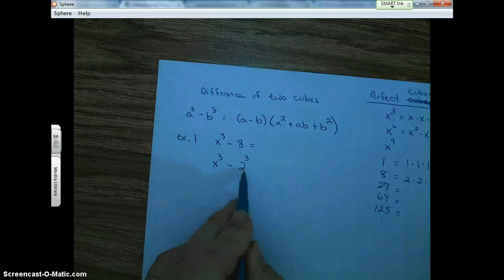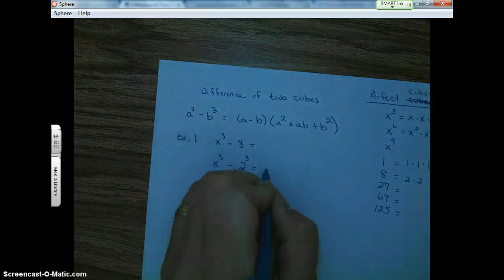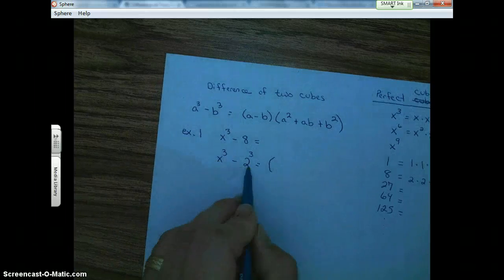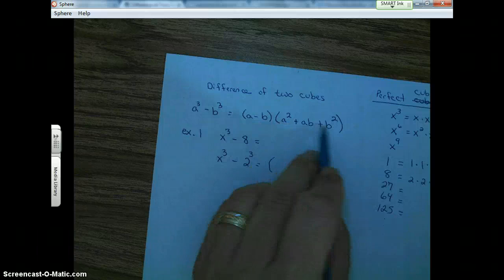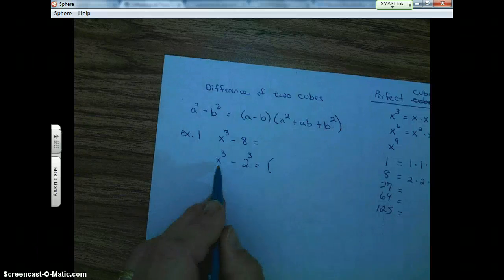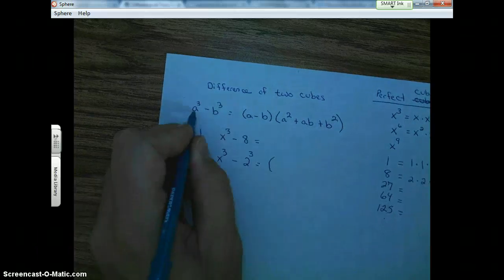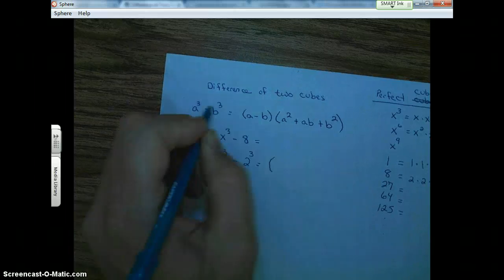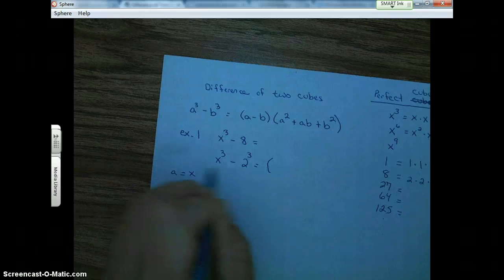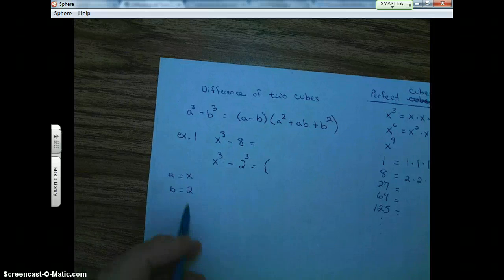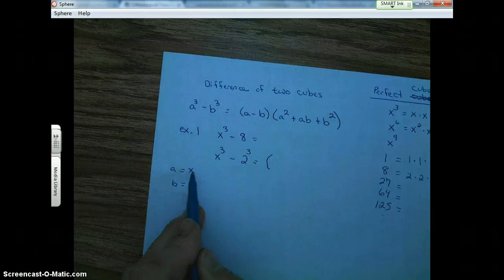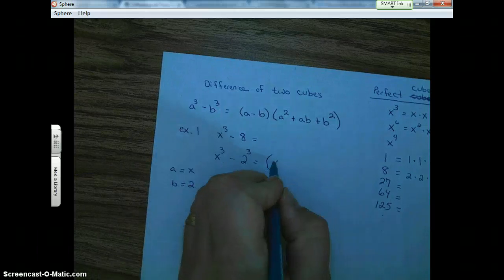So once we rewrite it like this, all we have to do now is plug in the a and the b for a and b. So our a value is the base of our first term. Our b value is the base of the second term. Okay, so here we go. Here's the form. So a minus b. So x minus 2.